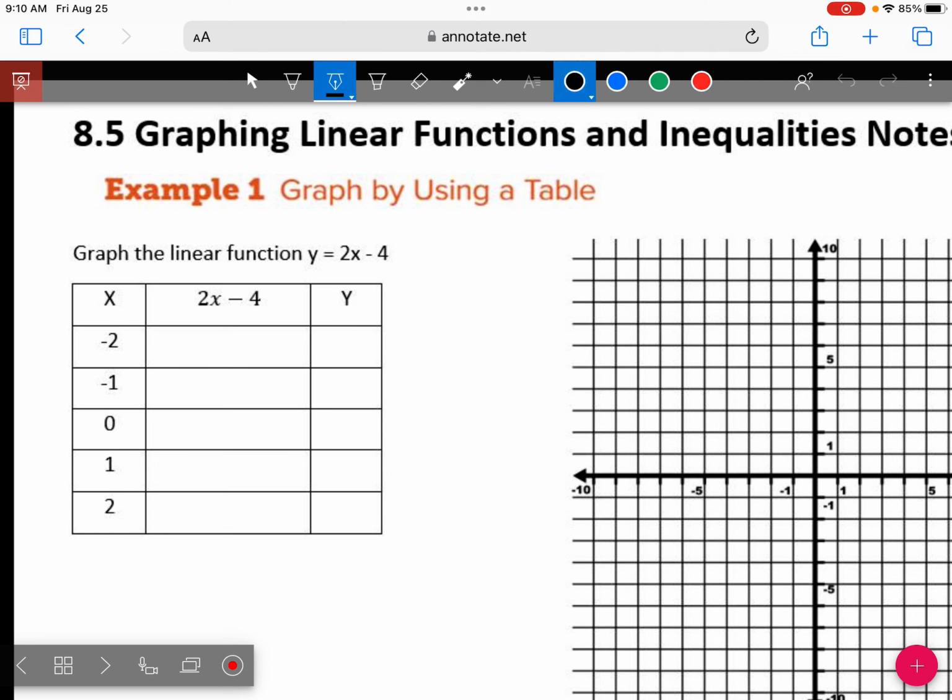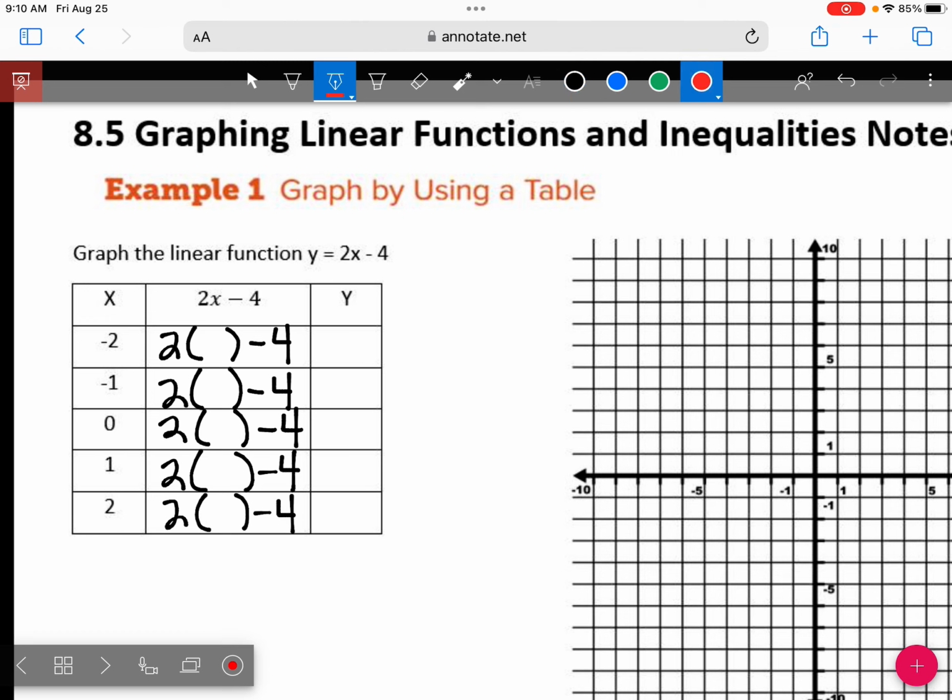So our first point, we have 2 times the 2 times x minus 4. So let's go ahead and write this out. And we're just changing the number that we put inside. So the first time you're going to use your calculator and put in a -2. Then you're going to put in a -1, then a 0, then a 1, and then a 2. Go ahead and find those 5 y values with your calculators.